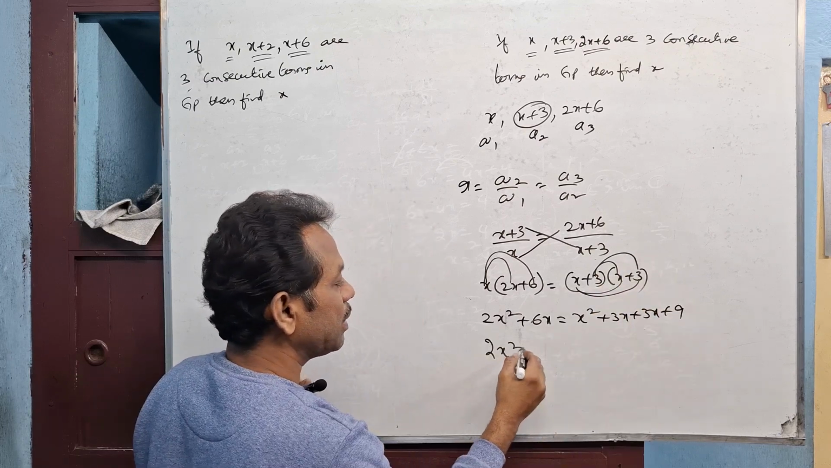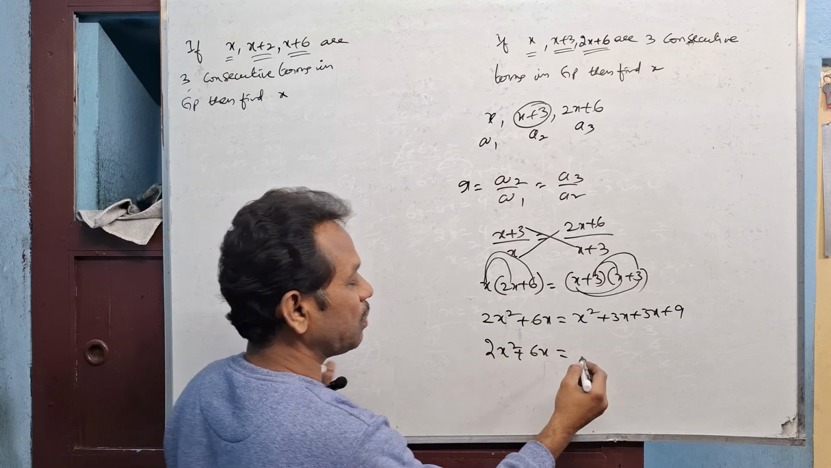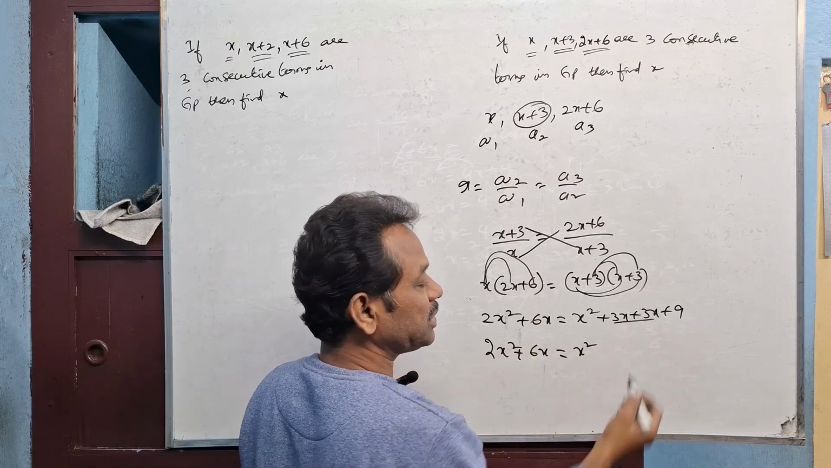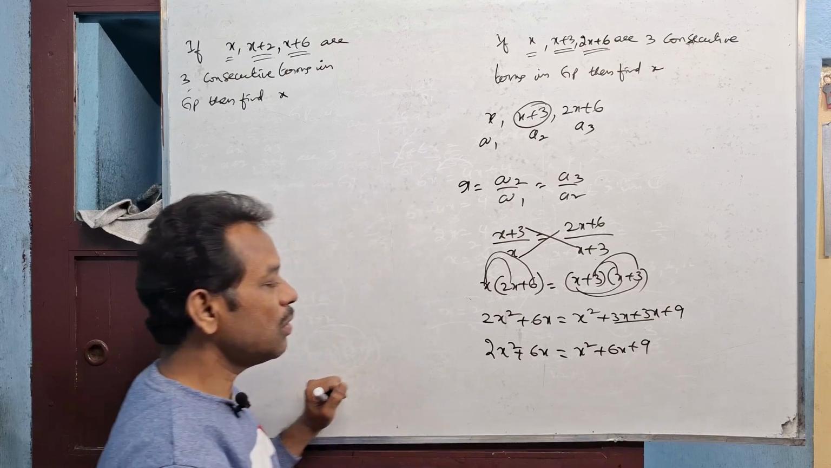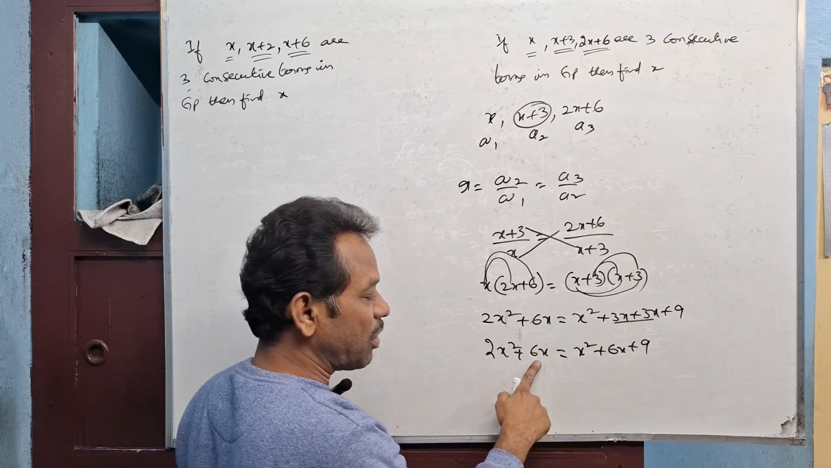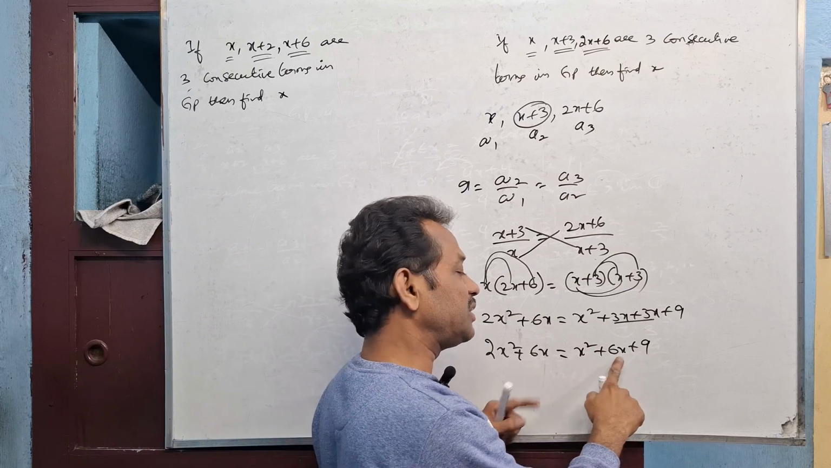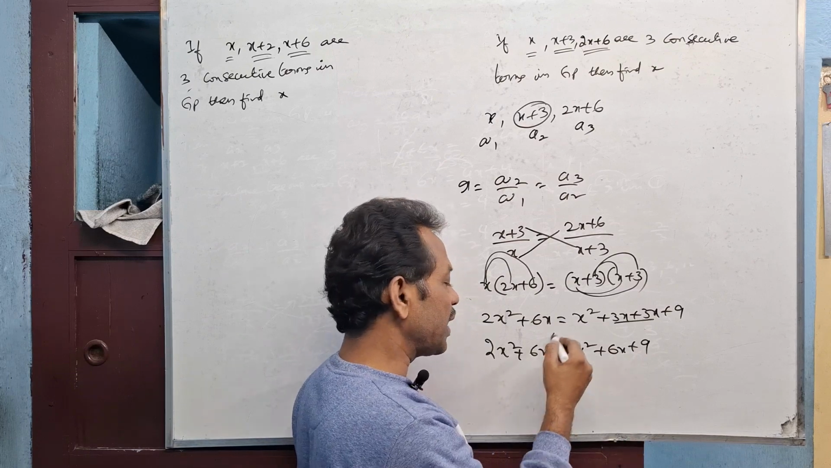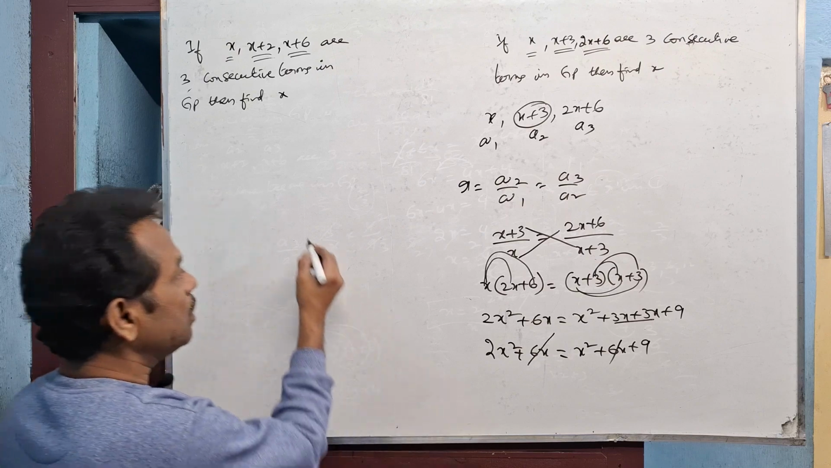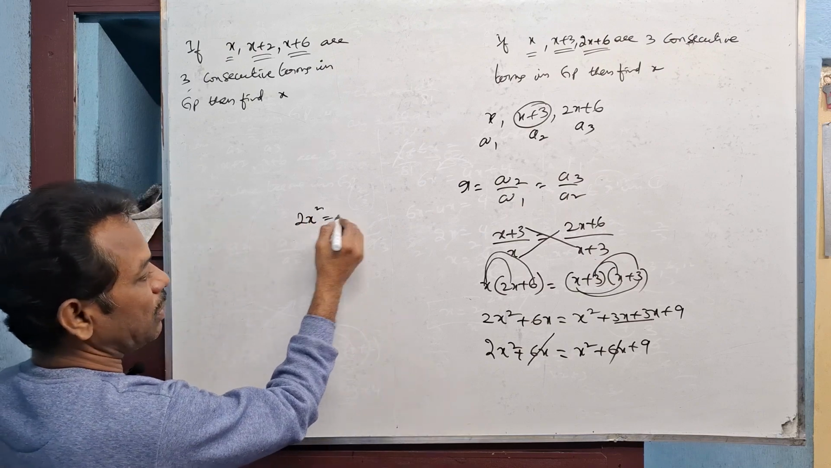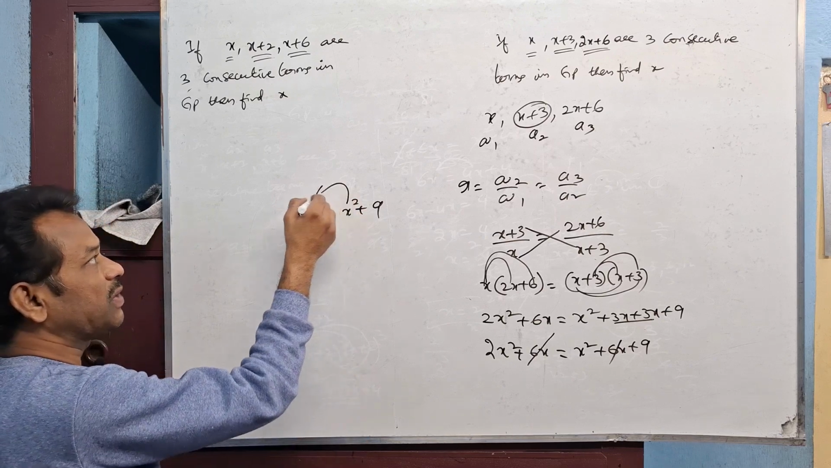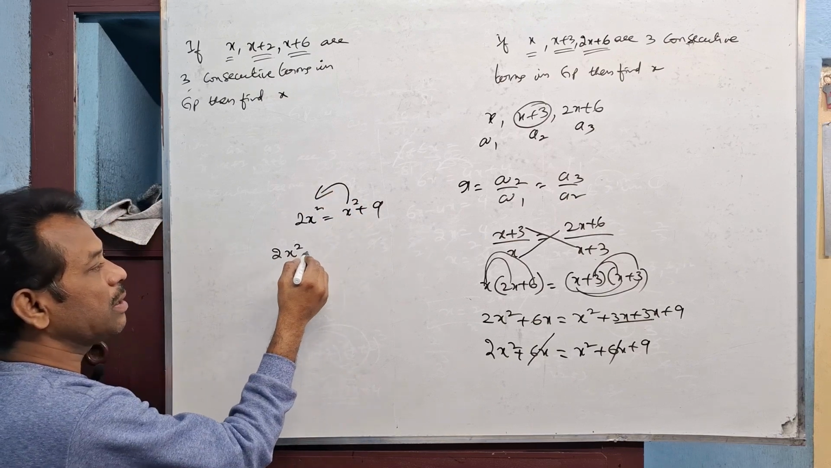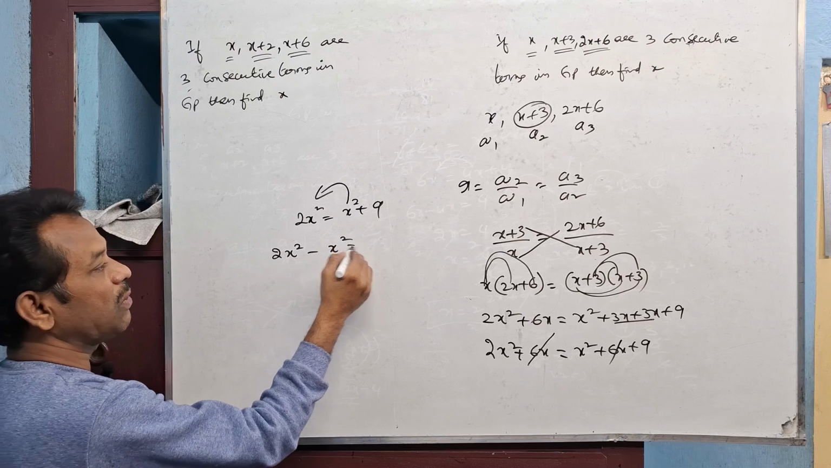Now 2x square plus 6x equal to x square, 3x plus 3x is 6x, plus 9. Now here in the LHS we have plus 6x, in the RHS also we have plus 6x. So you can cancel. So here we have 2x square equal to x square plus 9. Now let us shift x square to this side. So 2x square minus x square equal to 9.